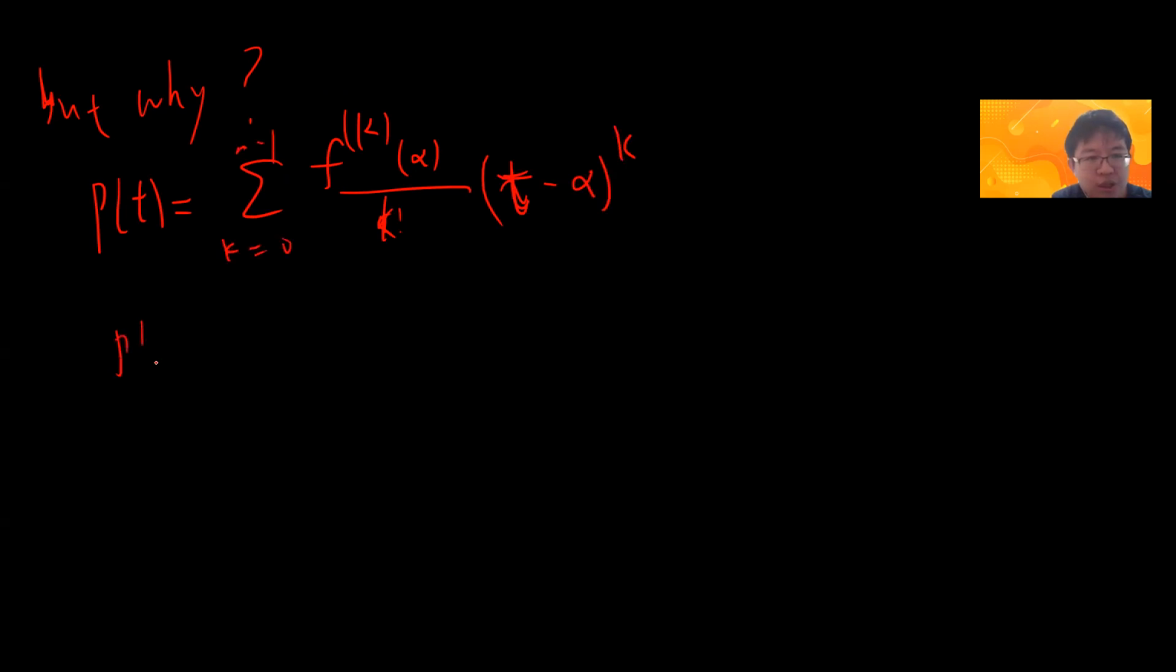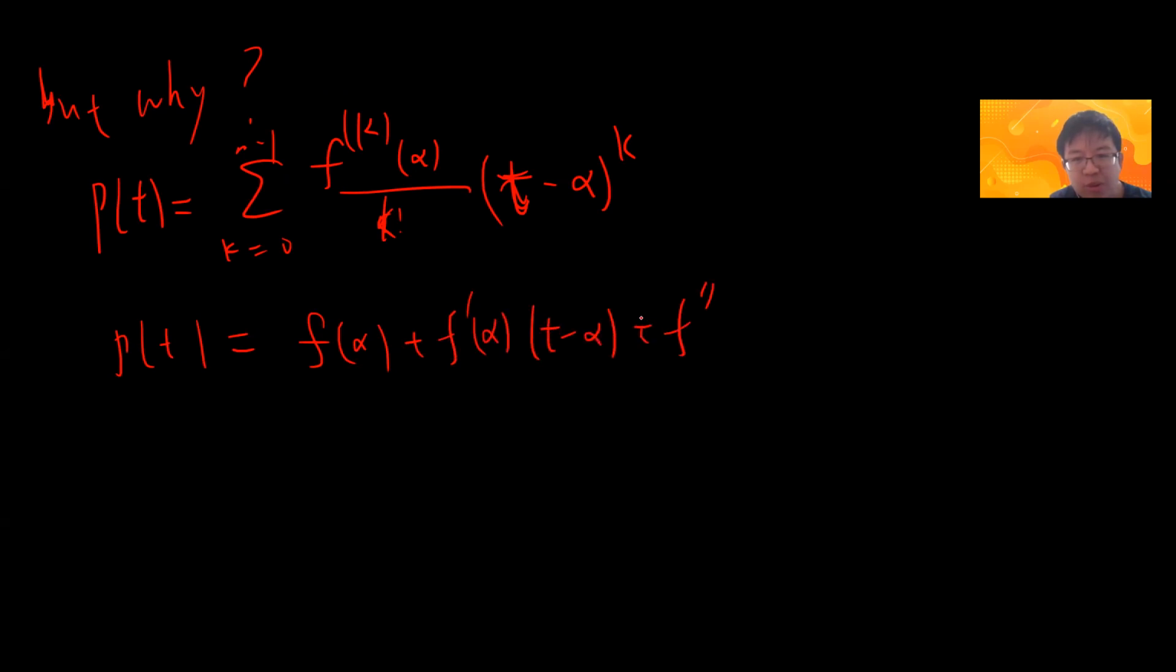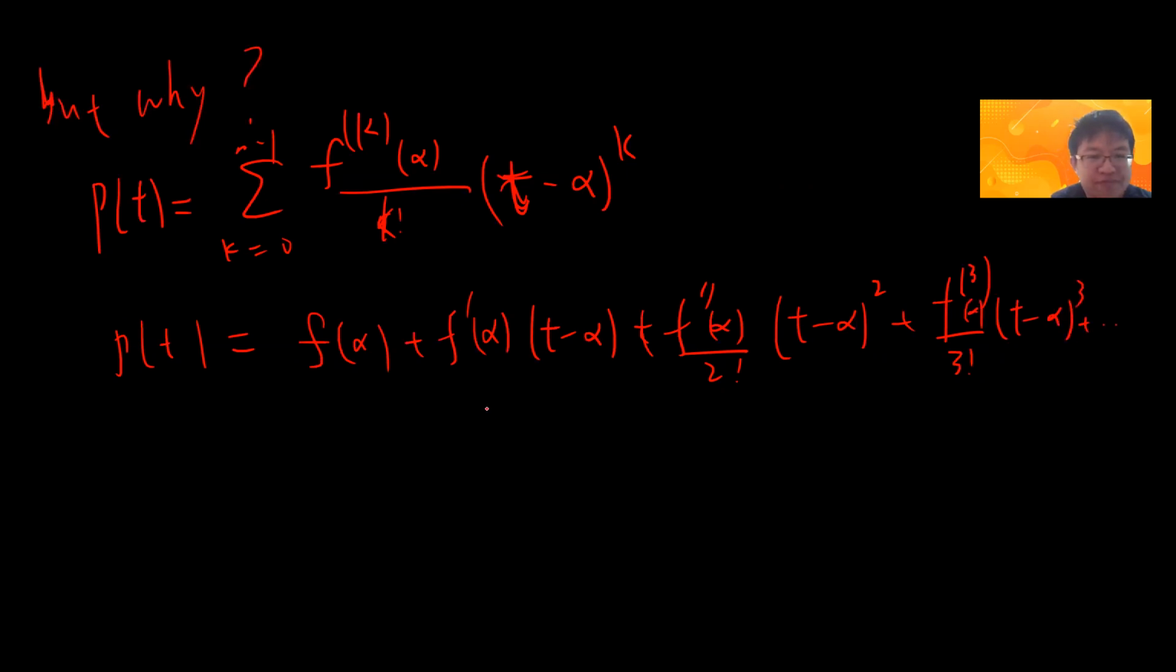Yeah, so you can write down p of t more explicitly. I'll just write it down for you to see, in case you don't understand it. So this is f of alpha, plus f prime of alpha times (t minus alpha), plus f double prime of alpha divided by 2 factorial times (t minus alpha) squared, and so on. I just run up to the n minus 1 term.